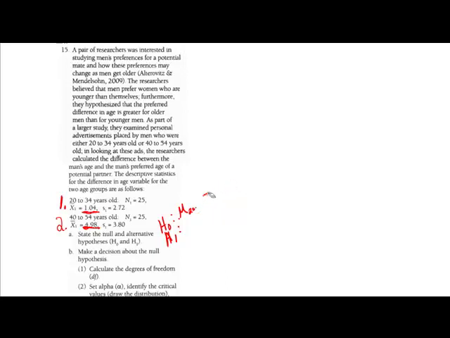So let's run this and give it a test. What else do we need to know? Well, we need to know degrees of freedom. Each group has 25 participants, so the degrees of freedom, 25 minus 1 plus 25 minus 1, that equals 48.